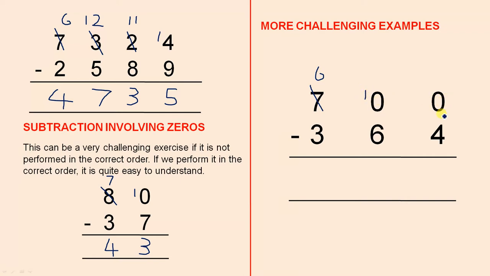Now we can borrow for this column here, because 0 take away 4 we cannot do. But here, see that here? We have 10 tens. So if we borrow one of those tens, that becomes 9. And now we can do the subtraction. 10 take away 4 gives us 6. 9 take away 6 gives us 3. And 6 take away 3 gives us 3.